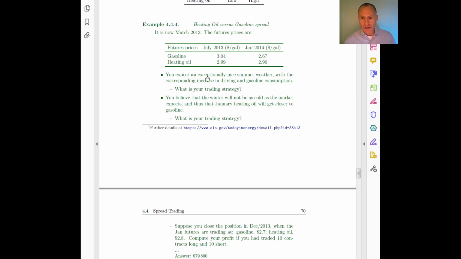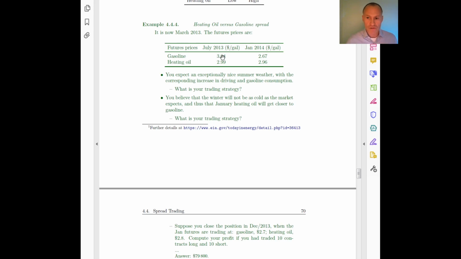and now you have a couple of scenarios. So suppose you expect very nice summer weather and people will drive a lot more. Okay, so that will increase gasoline consumption. So what is your trading strategy? Again, it's applying that rule we have seen before. This is the high price. We're looking at the summer. This is the high price. This is the low price. I am saying that in my scenario this will be even higher. So I'm expecting the spread to widen. Okay, so use the rule that we discussed before for that case.